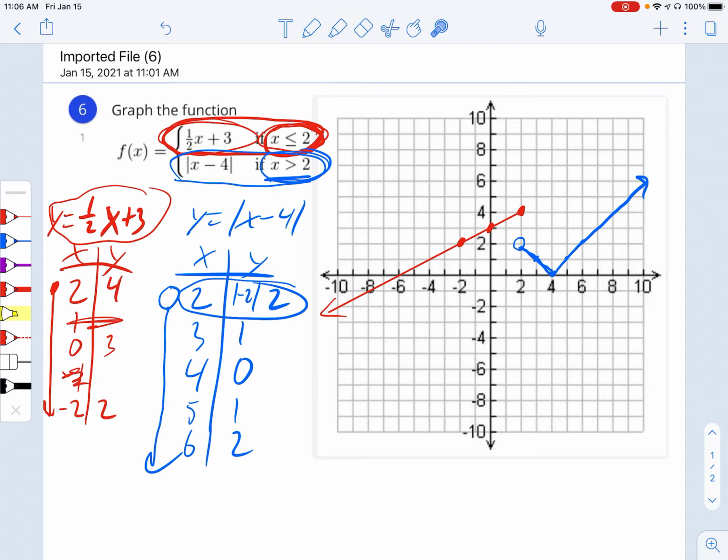2.0001, 2.1, 2.2, 2.27, 2.8, right? There's a lot of x values between 2 and 3. And so if you start it at 3 and then graph the rest, you're missing out on all those numbers between 2 and 3. That's why that open circle idea is so important.